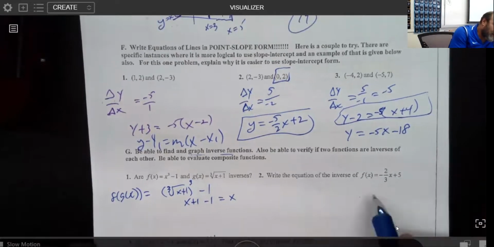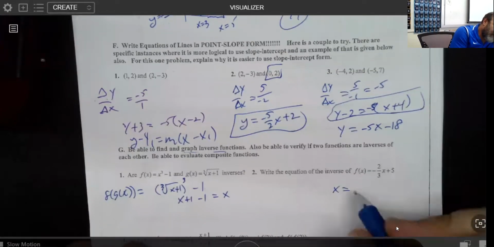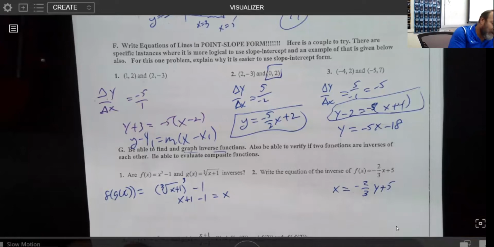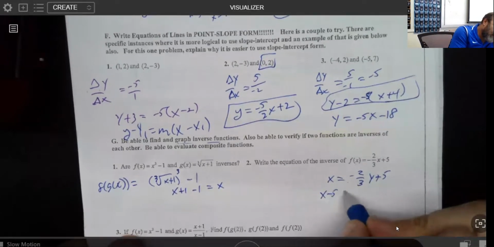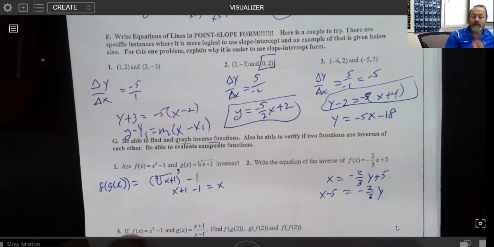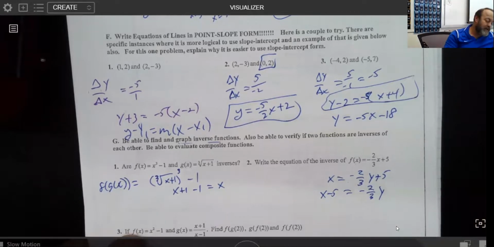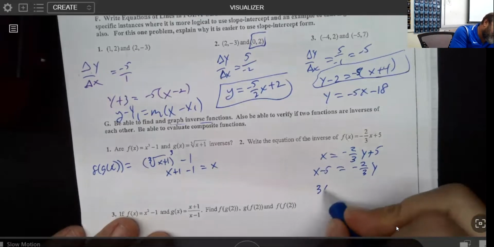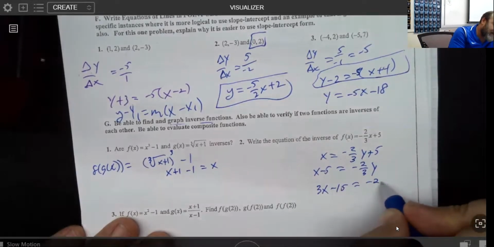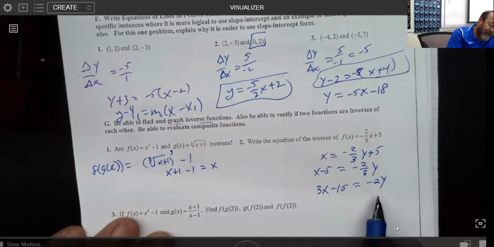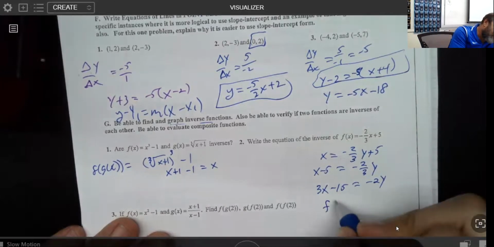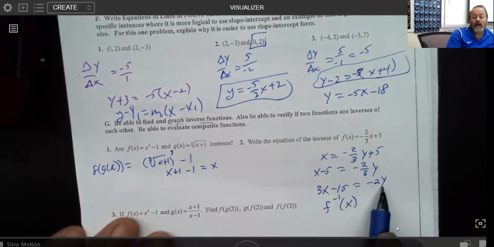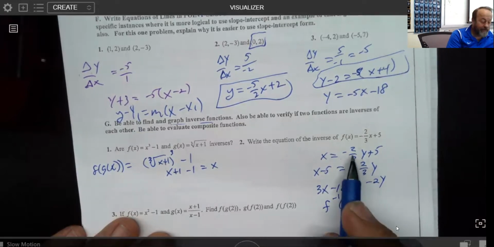Now here, if we're finding the equation of that inverse, we start by swapping x and y like that. We do a little quick arithmetic on that, moving things around because I want to get y by itself. I'm going to do this in 2 steps because I don't like the fraction. So I'm going to multiply everybody by 3. And the last thing I'm going to do is I'm going to divide by negative 2. So when I divide by negative 2, y will be all by itself, but I'm going to rename it f inverse to honor where it came from.